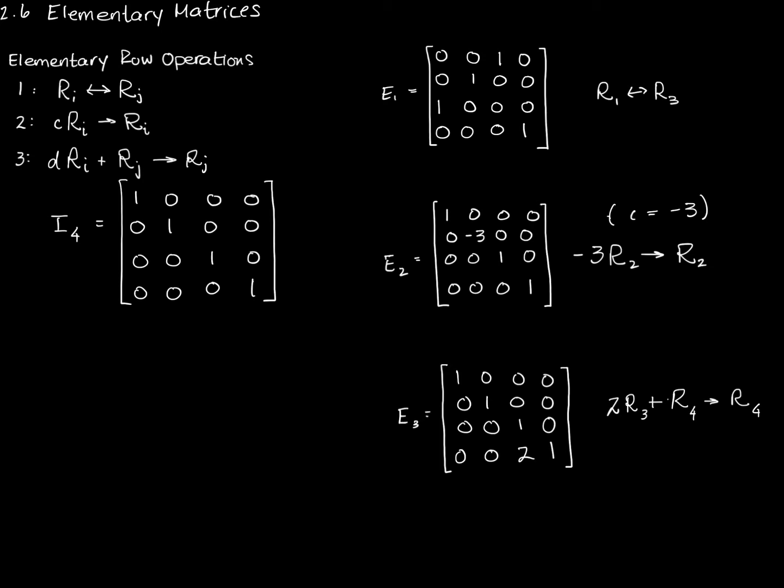This is elementary matrix 3, or E3. Now again, remember that these are specific constants. I'm adding 2 specific rows.